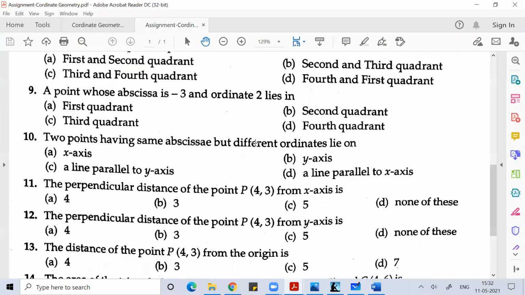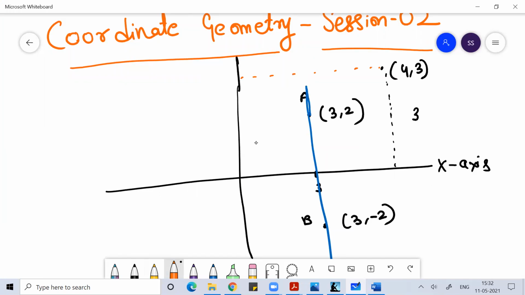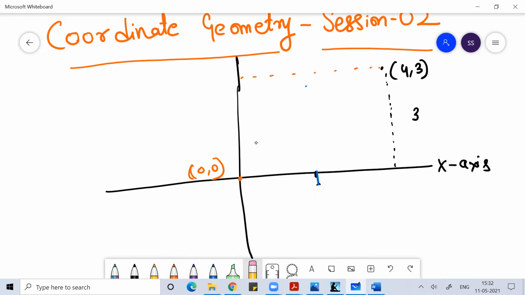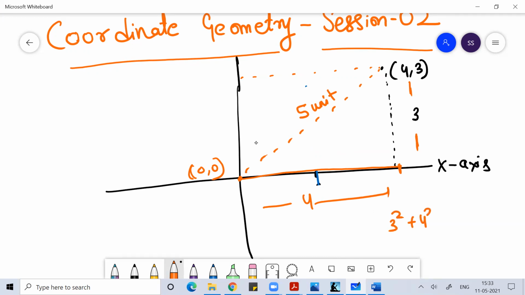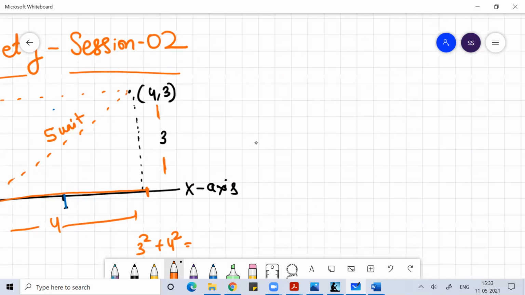Then question 13: the distance of the point (4, 3) from the origin. What would the distance be? Dhoni, you know that this is 4 and this is 3. I want the distance from the origin, and this will be 5. How, sir? The square root of 3 square plus 4 square. You know the Pythagoras theorem? Yes, sir.